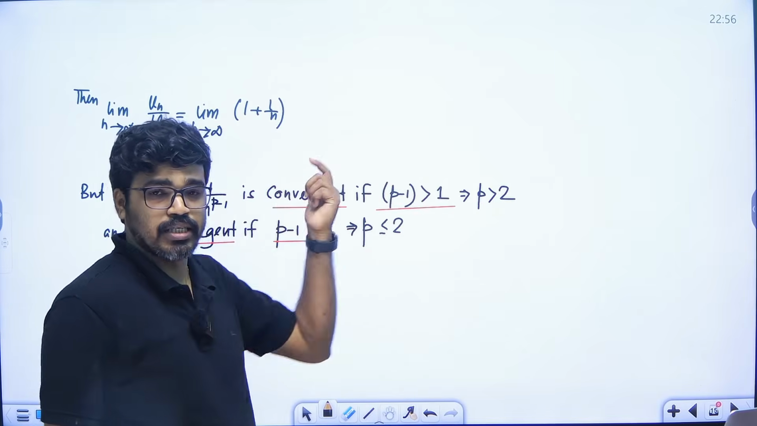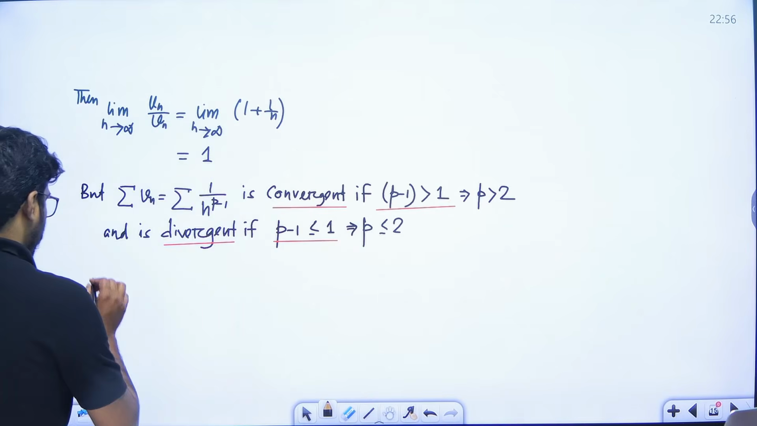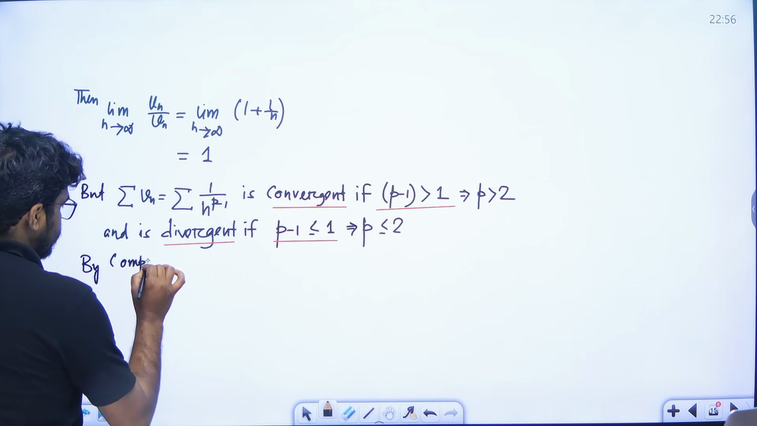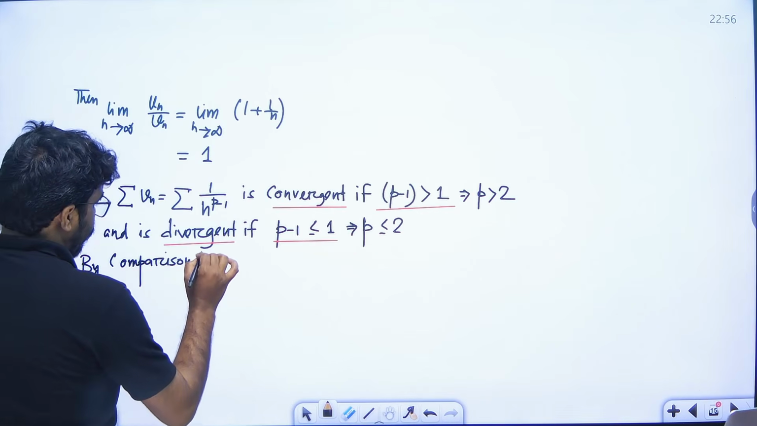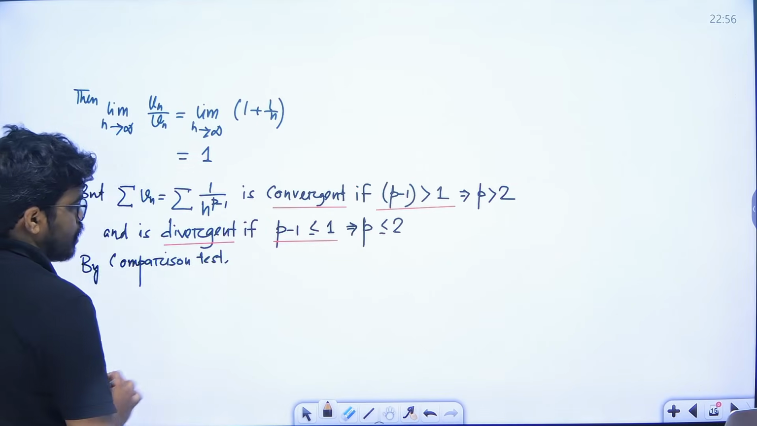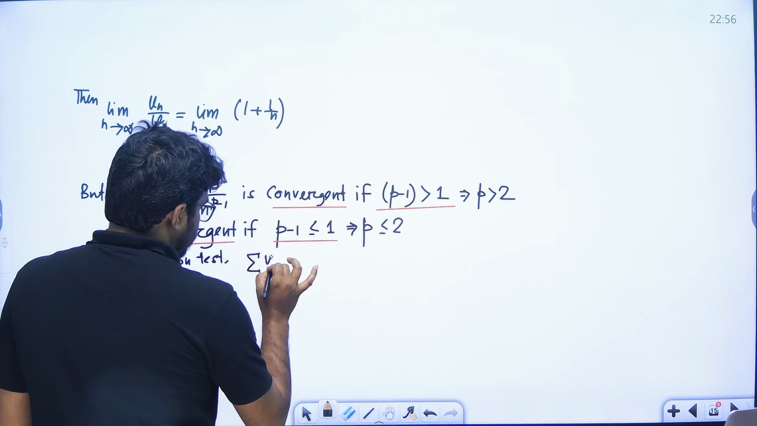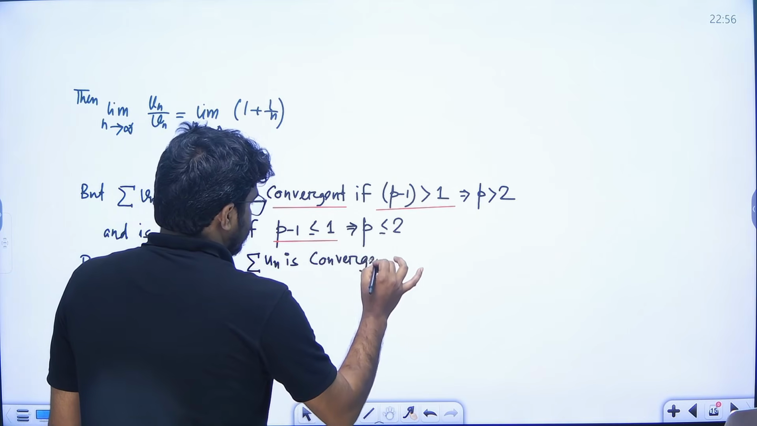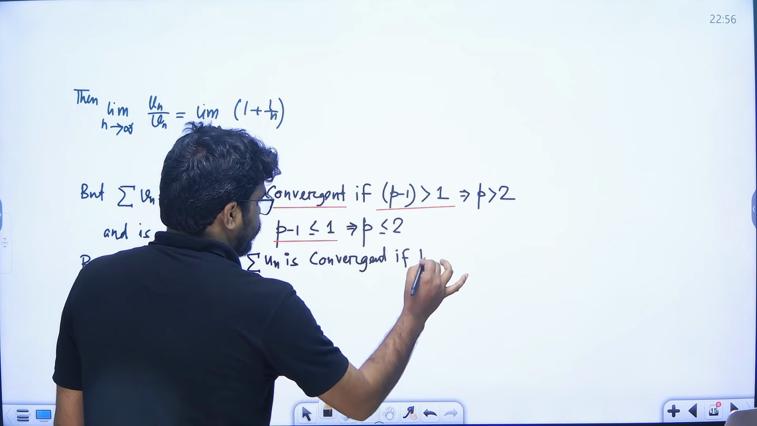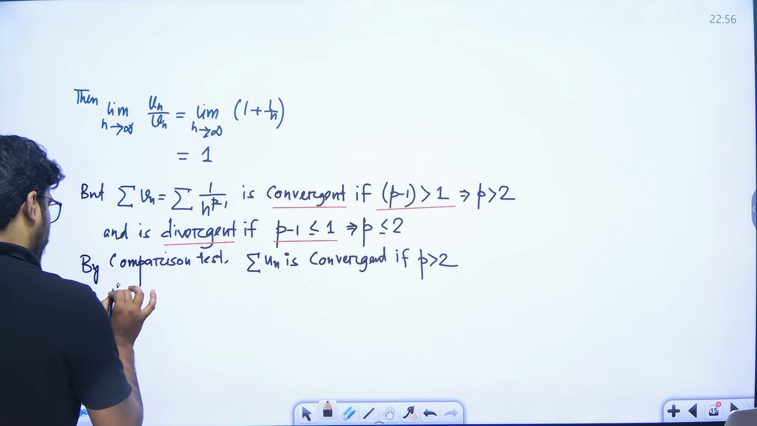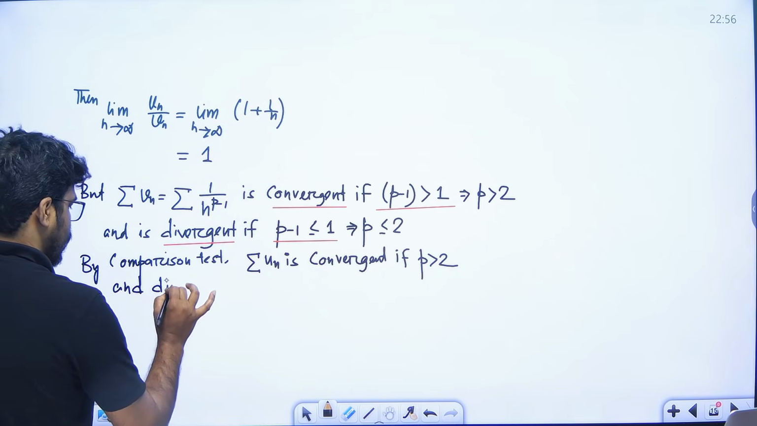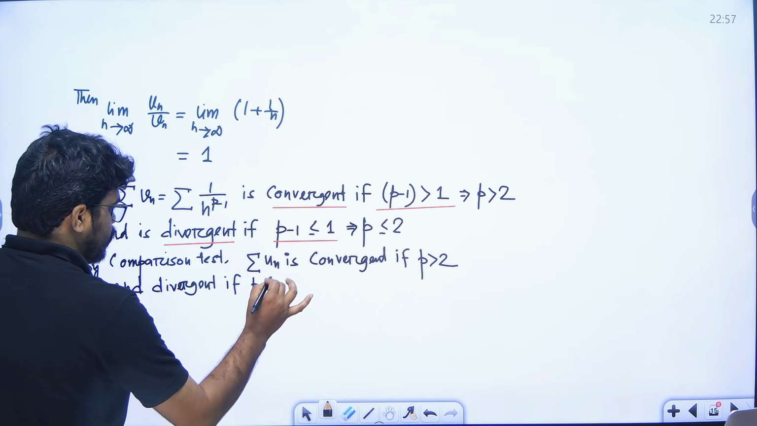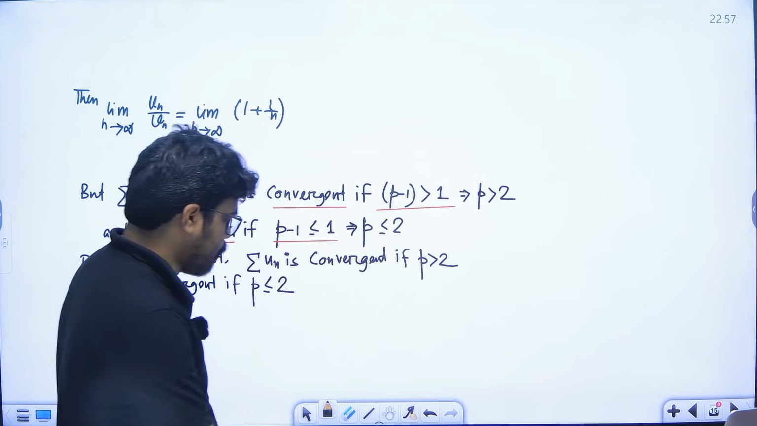If vn is convergent, then summation un is convergent. So by comparison test we conclude that summation un is convergent if p is greater than 2 and divergent if p is less than or equal to 2. It is very important example.